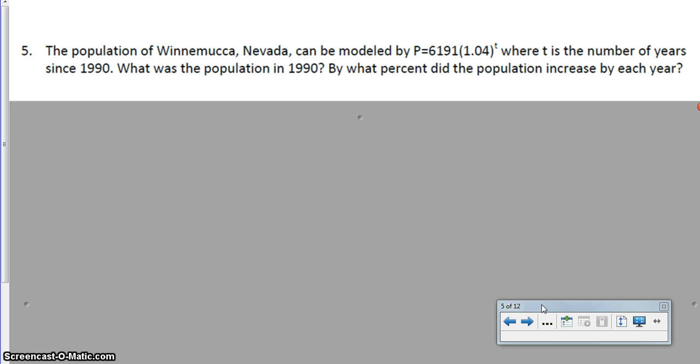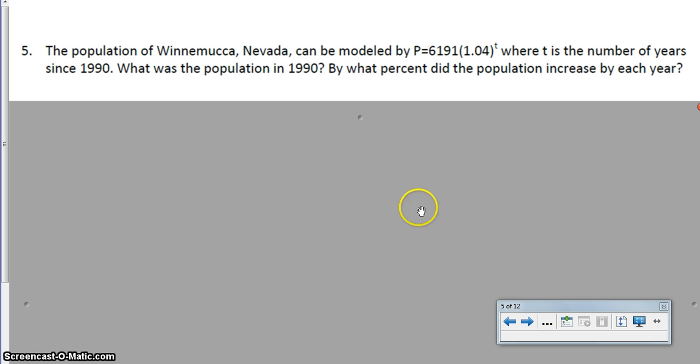Nevada's population can be modeled by population equals 6191 times 1 and 400ths raised to the power of t. T is the number of years since 1990. What was the population in 1990? By what percent did the population increase each year? This is to tell if you know what the formula represents.